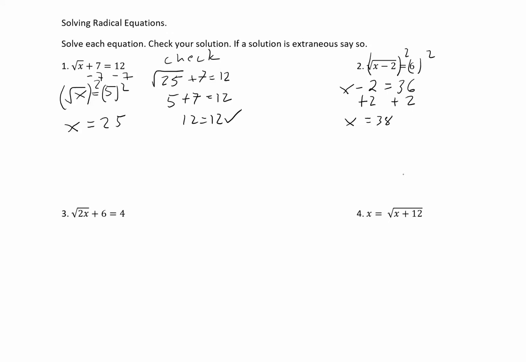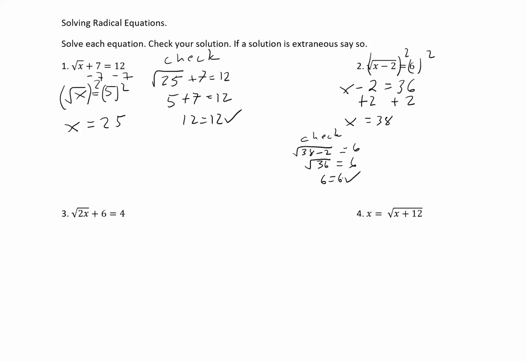All right, so I'm going to go ahead and do the check. So when I plug it in over here to do the check, I'm going to say the square root of 38 minus 2 equals 6. 38 minus 2 is 36. The square root of 36 is 6. 6 equals 6. Check. It is a true statement.